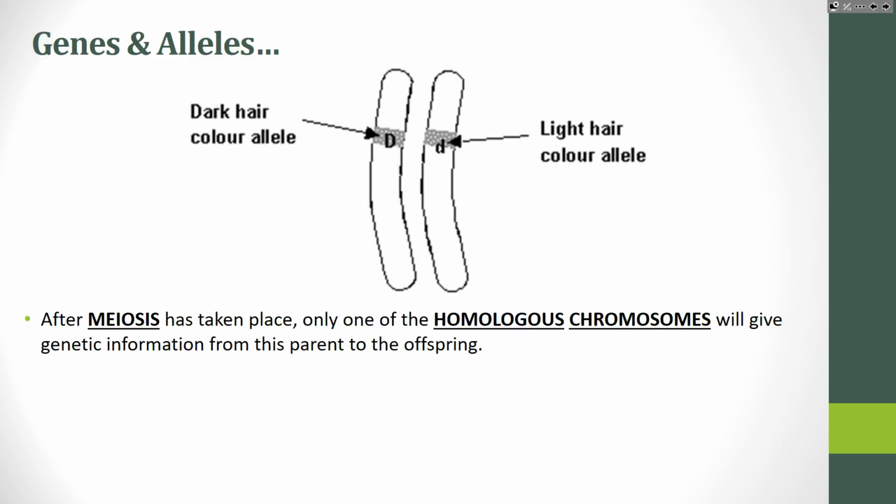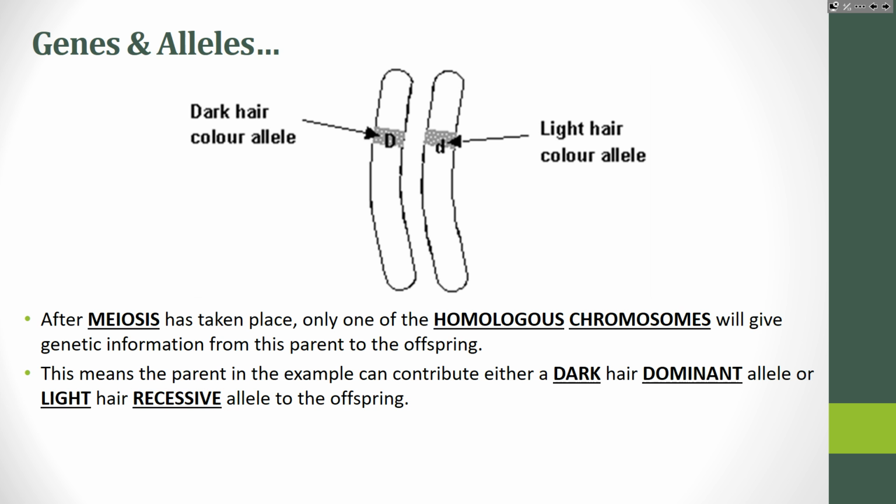After meiosis has happened, only one of these homologous chromosomes will go on into the sperm or the egg, because remember, we're going from diploid to haploid. So the parent in this example will contribute either a dark hair dominant allele, we've been saying gene, but we should probably say allele, or a light hair allele. If this person's making sperm or egg cells, one of these chromosomes will go into one of the sperm cells, and the other one will go into another sperm cell. So half the sperm would have dark alleles, and half the sperm would have light alleles.